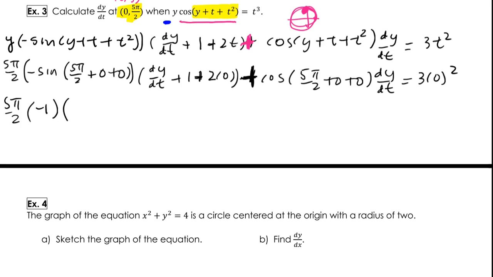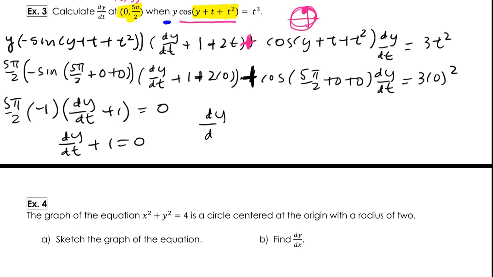In the parentheses now, I'm on to here. Look what I have: dy/dt plus 1 plus 0, so just dy/dt plus 1. On the right, we just have a nice 0. Now I have this scalar out in front. Let's divide both sides by this, so it's gone on the left, and on the right, I just get 0. So now dy/dt plus 1 equals 0, so dy/dt equals negative 1.